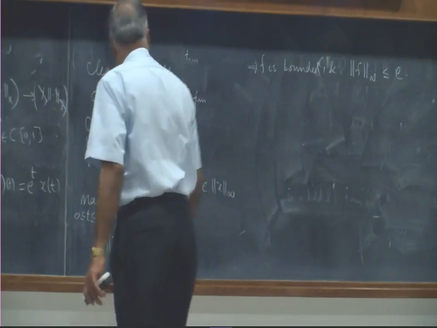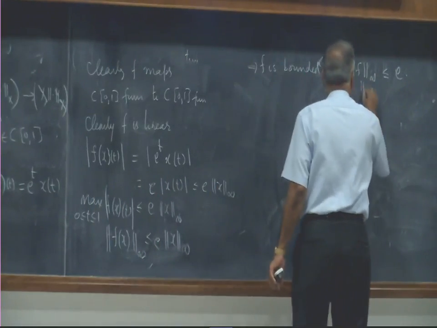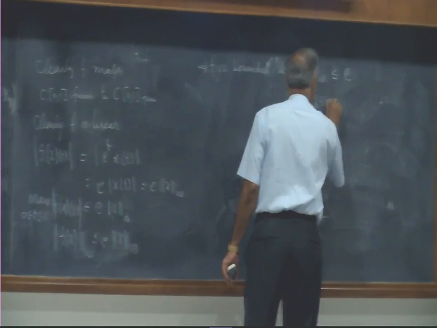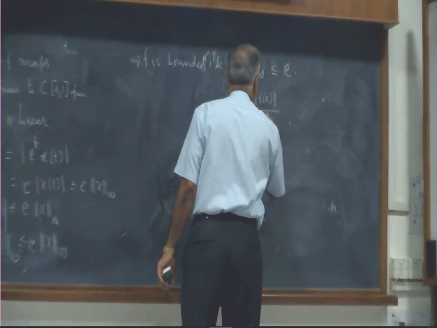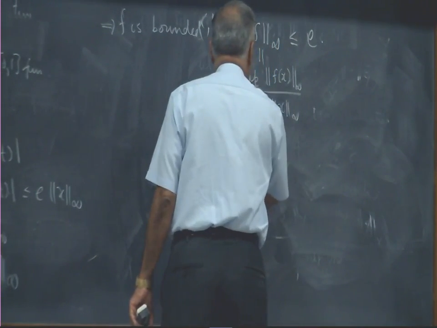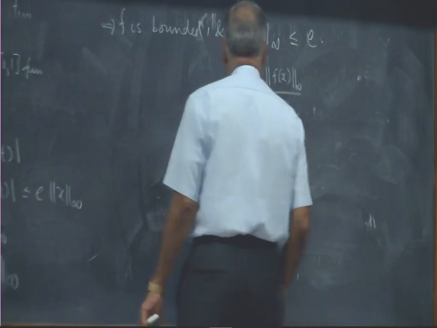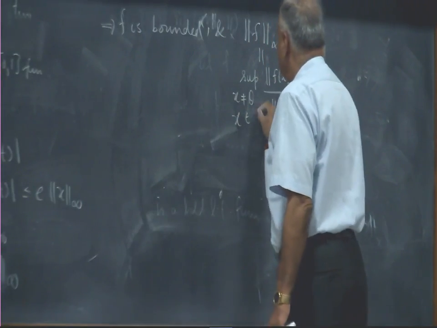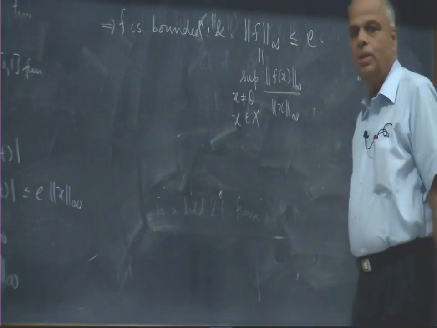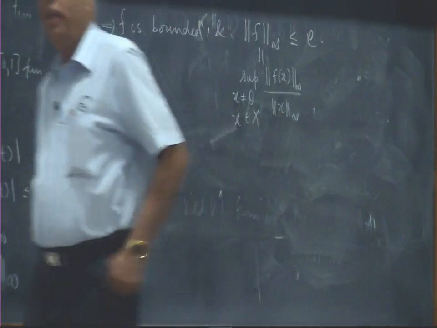Okay. What is the norm of the mapping? It is equal to the supremum of norm of f of x divided by norm of x, where x is not the 0 function, and because both are the same spaces, it is the norm in X. So that is less than or equal to e. So therefore f is bounded.